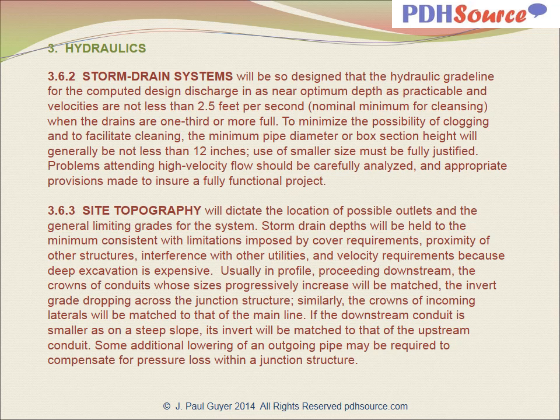Storm drain systems should be designed so that the hydraulic grade line for the computed design discharge is as near optimum depth as practicable, and velocities are not less than 2.5 feet per second, nominally the minimum required for cleansing, when the drains are 1/3 or more full. To minimize the possibility of clogging and to facilitate cleaning, the minimum pipe diameter or box cross-section height will generally be not less than 12 inches. Use of smaller size must be fully justified. Problems attending high velocity flow should be carefully analyzed and appropriate provisions made to ensure a fully functional project.